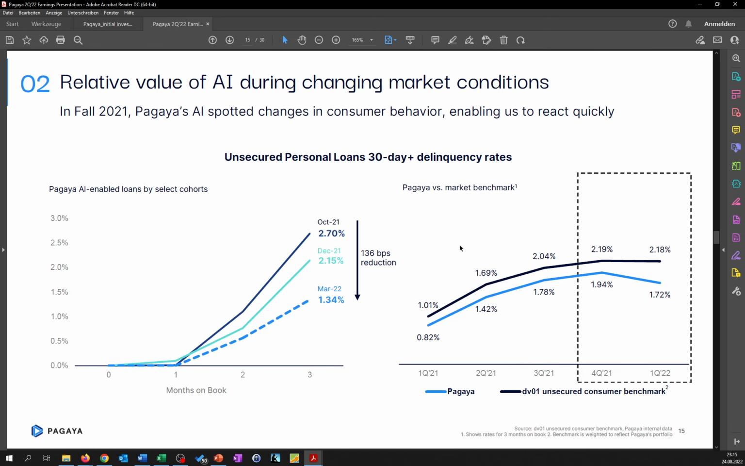They also gave an update about the delinquency rates, which have developed favorably, as you can see over here, in comparison to the unsecured consumer benchmark, which only slightly decreased for the delinquency rate from Q4 2021 to Q1 2022, whereas Pagaya has been decreasing quite significantly. As you can see over here, from Q4 2021 to the first quarter of 2022. So this is a good sign. It will be interesting to see if this will play out further, or if there is going to be a change in the future.